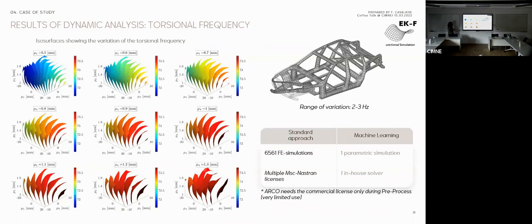Also, another interesting aspect of this method is that with the standard approach, so we said it, this is the equivalent of almost 6,500 finite element simulations, which were substituted, let's say, with one parametric. So, for example, for what concerns the licenses of commercial software, if we have to run all the simulations, this means not only computational time, but also a lot of licenses for the commercial software, which is something that the industry really cares about. And this method doesn't need the commercial software because it's an in-house solver. And this is also a very big advantage of the method.